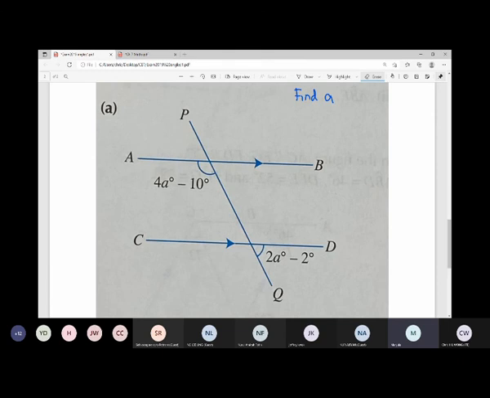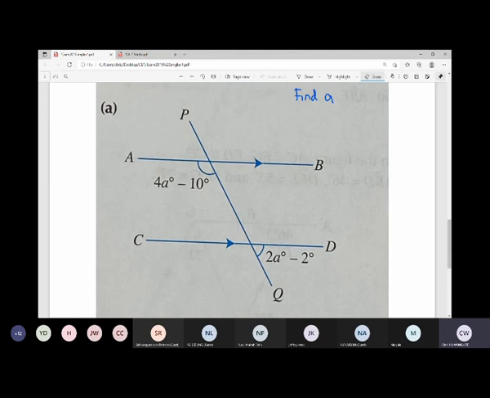10 divided by 4. How come you get 10 divided by 4? I'm doing this kind of sum, like 4A minus 10 degrees equals 4A equals 10 degrees, then A equals 10 divided by 4. Nope, that makes no sense, no reason.